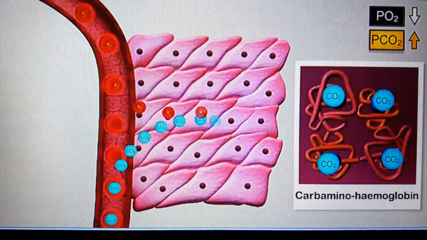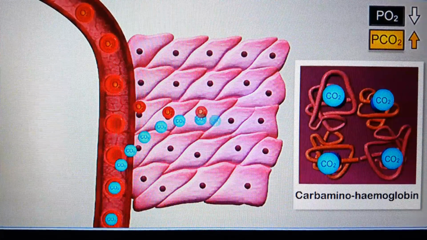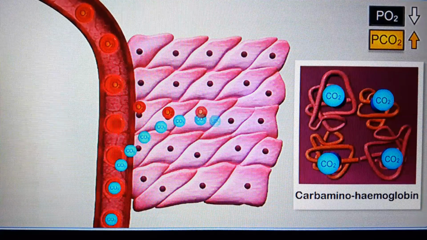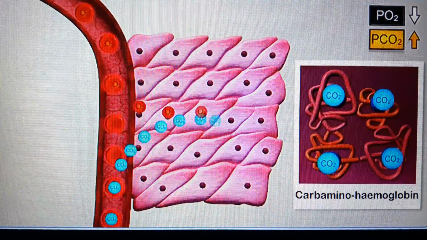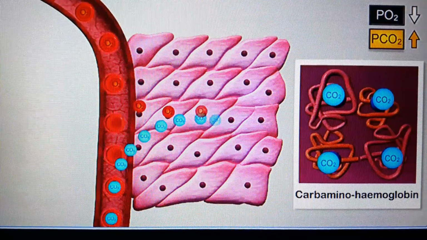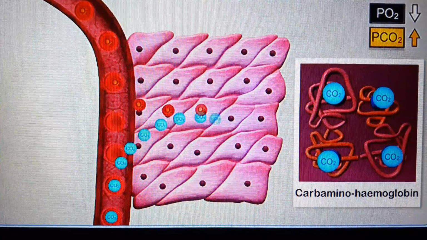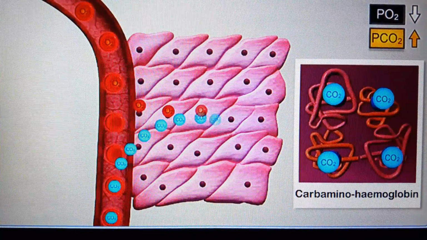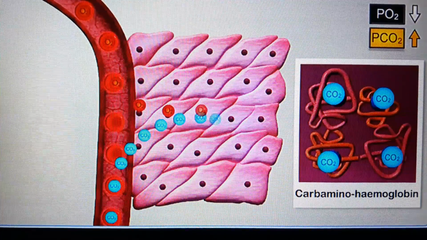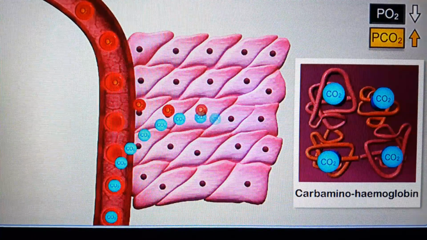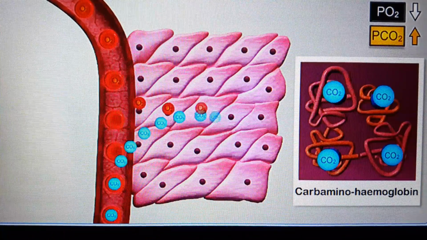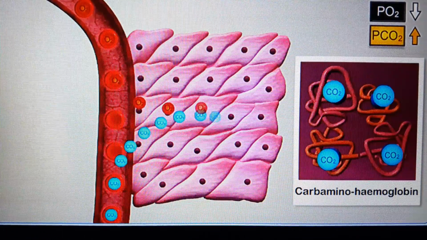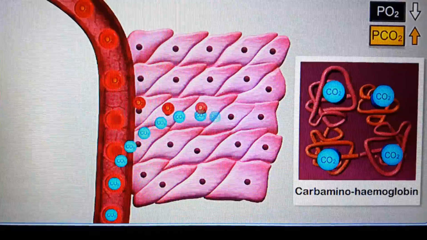First site: tissue to capillaries. Just look at the figure: the carbon dioxide molecules, CO2, sky blue in color, reach the blood from the tissue. So this is the site of diffusion of carbon dioxide. Obviously, in the tissue PCO2 is high and PO2 is low.